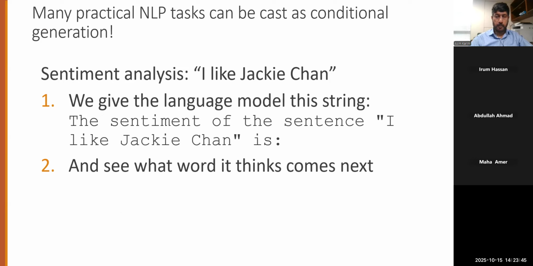So we have already talked about this. So many NLP tasks can be posed as generation problems. So give it a sentence, give it a proper prompt which is asking about a specific thing and then look at what word comes next. And depending on what word comes next or what sentence has been generated, you can predict the sentiment of a particular piece of text.